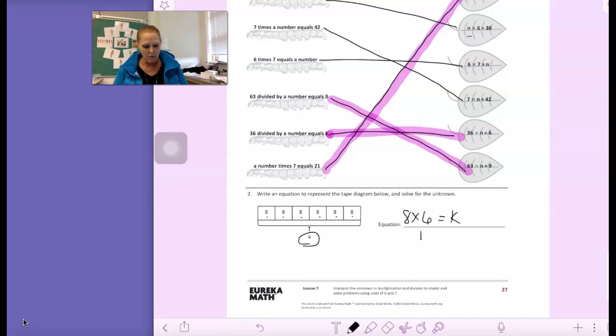Now let's solve for K. K is equal to, you can either count 8 times by 6, you can count 6 times by 8, you can draw a picture for yourself, you can go back and look at your multiplication table. Go ahead and pause the video and figure out what 8 times 6 or 6 times 8 is equal to. Did you figure out that it is 48? Very good.